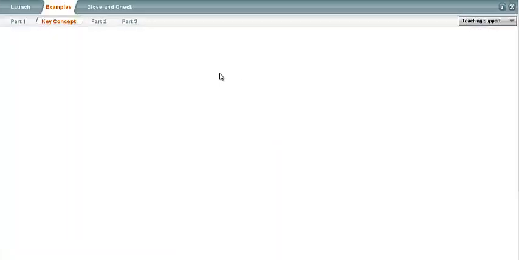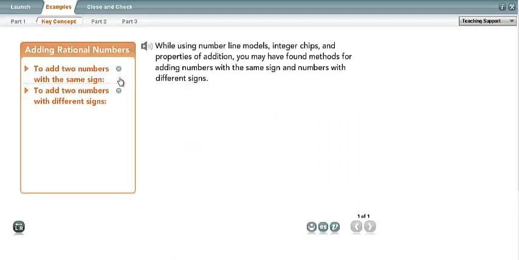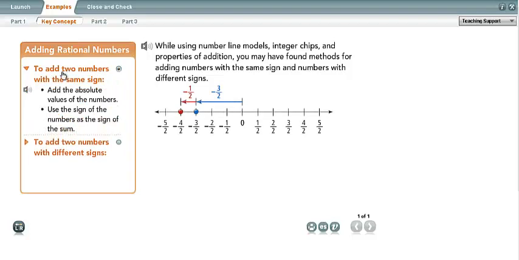Remember, in key concepts we usually get some good definitions and examples we must write down. While using number line models, integer chips, and properties of addition, you may have found methods for adding numbers with the same sign and numbers with different signs. Okay, so to add two numbers with the same sign, add the absolute values of the numbers. Use the sign of the numbers as the sign of the sum.